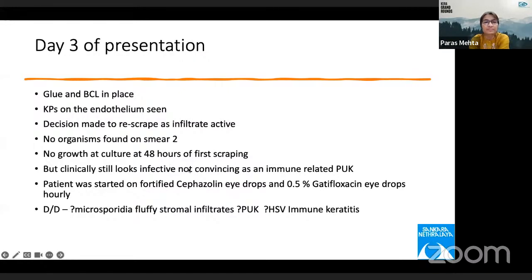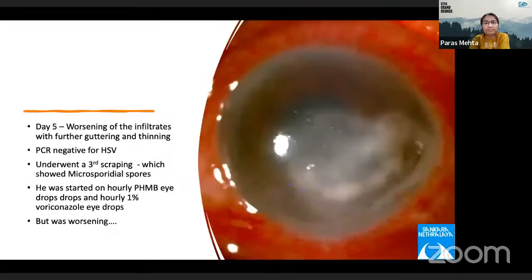A decision was made to re-scrape him with special stains as well, with modified ZN stain. But still, there was no organism seen on the smear. Clinically it looked infective, not convincing as immune-related PUK. So the patient was started on fortified cefazolin and 0.5% gatifloxacin eye drops. Differentials being microsporidia considering the fluffy stromal infiltrates, still PUK, and HSV-related keratitis. PCR for HSV was also sent.